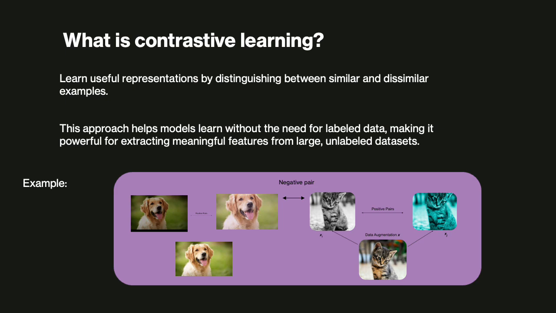samples. For example, in this scenario we have a data set of animals, and after doing some data augmentations of each sample, we have positive pairs of the same animal. So one positive pair we have here is these two augmented images of a kitten, or these two augmented images of a dog. And we also have a negative pair of this image of a dog and a kitten. And so contrastive learning is really helpful for helping models learn without the need for labeled data, making it powerful for extracting meaningful features from large unlabeled datasets.